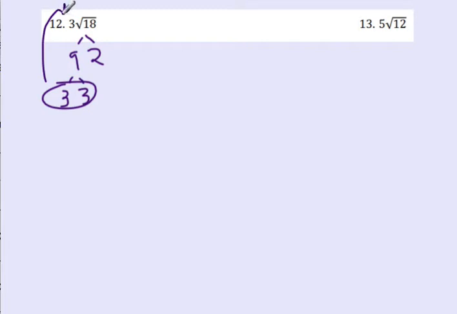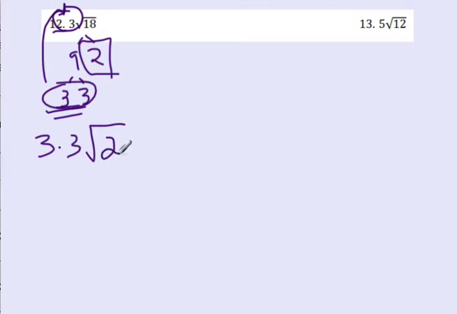Well, notice that there's already a 3 on the outside of the radical. I need to take my pair of 3's and multiply it by the 3 that's already on the outside. So that's where I get the 2 3's from. One from here and one from up there. Now left underneath the radical is the thing without the pair, which is that 2. So 3 times 3 is going to give us 9, and then you're going to have the square root of 2. So 9 square root of 2 is your final answer on number 12.